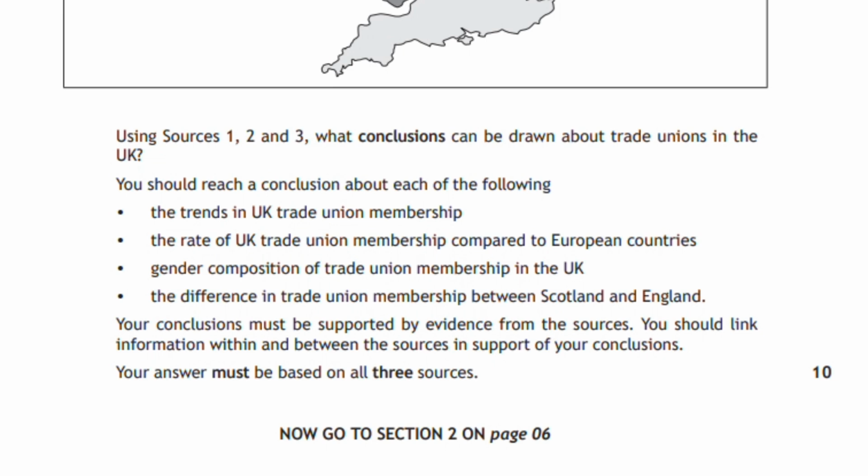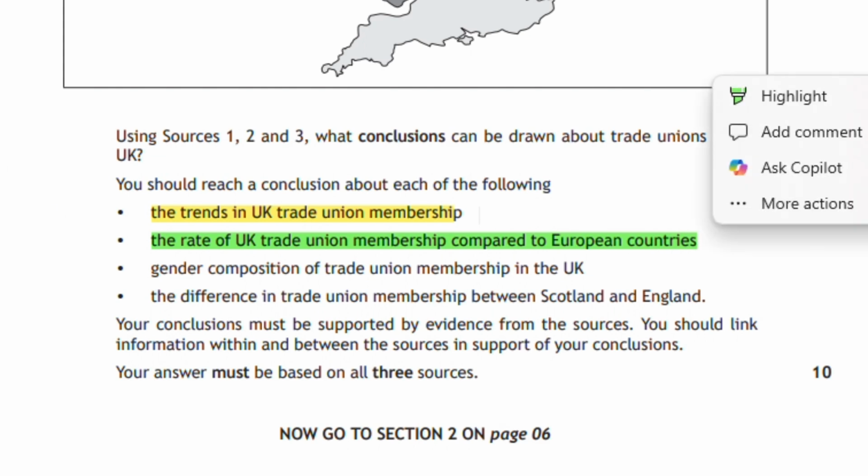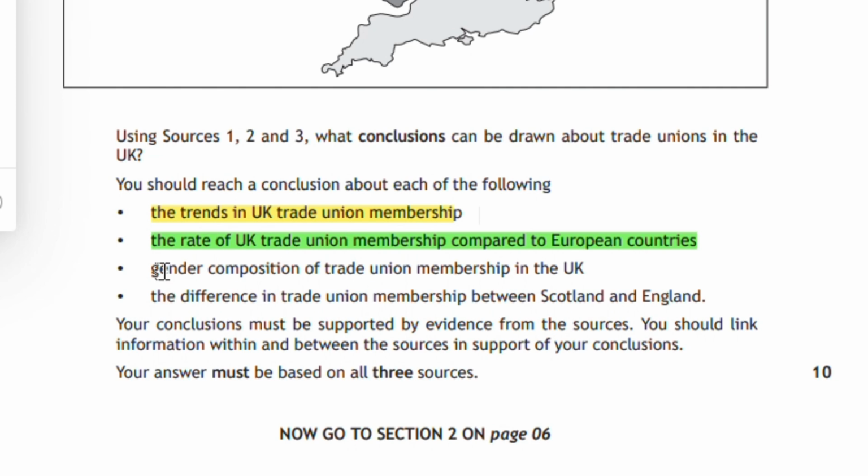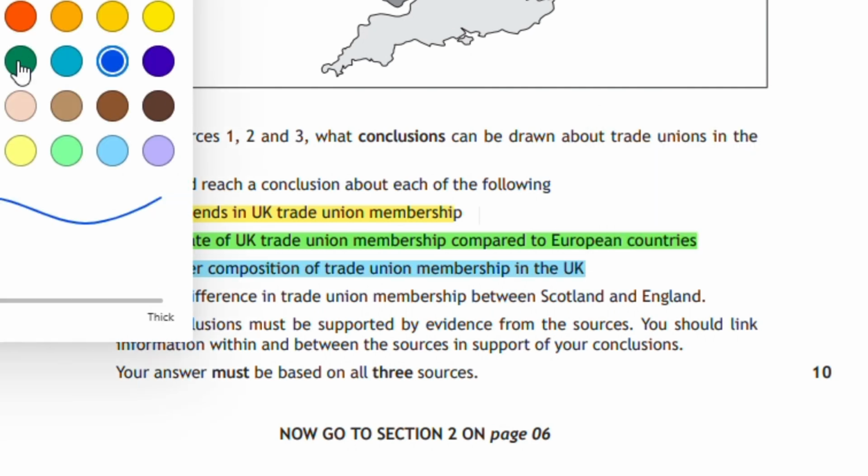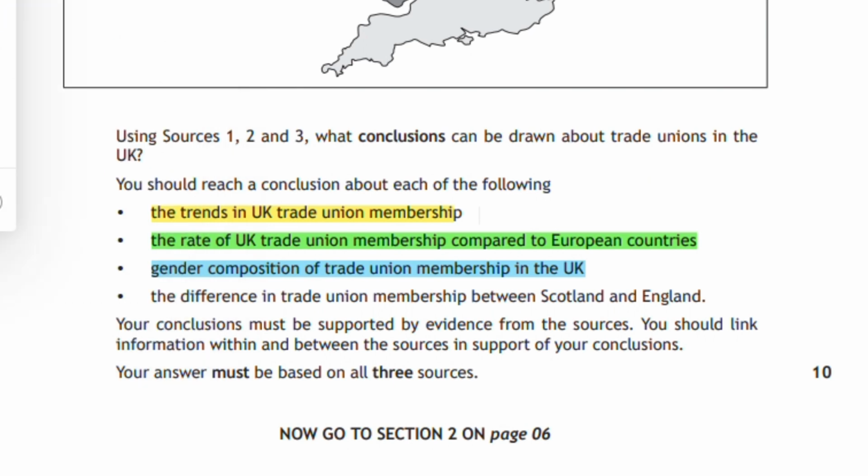And so the first thing I'm going to do is highlight each of these bullet points a different colour. So that's my yellow one for trends in trade union membership. Then I'm going to give green for the rate of UK trade union membership. Gender composition will be blue. And then pink for the difference between Scotland and England.